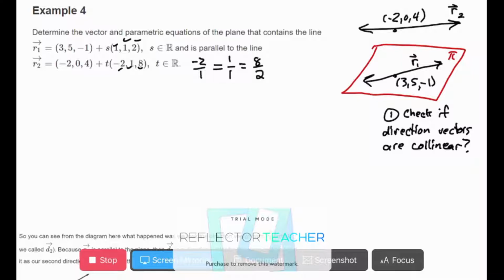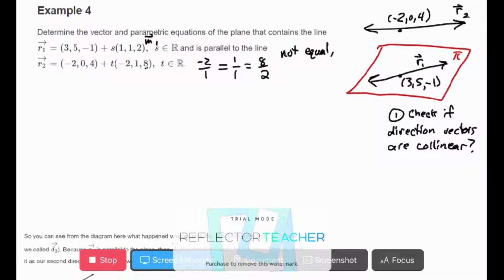Are those equal? No. The first one is -2. The second one is 1, and the next one is 4. So these are not equal. So if we called this M1 and we called this M2, M1 does not equal some scalar multiple of M2. And that's great. That means we already have two direction vectors that we can use.